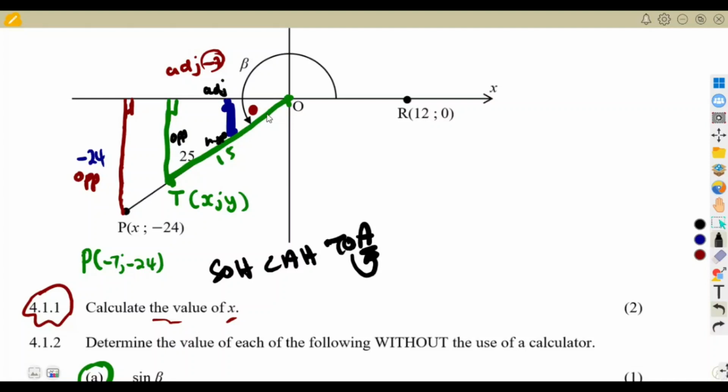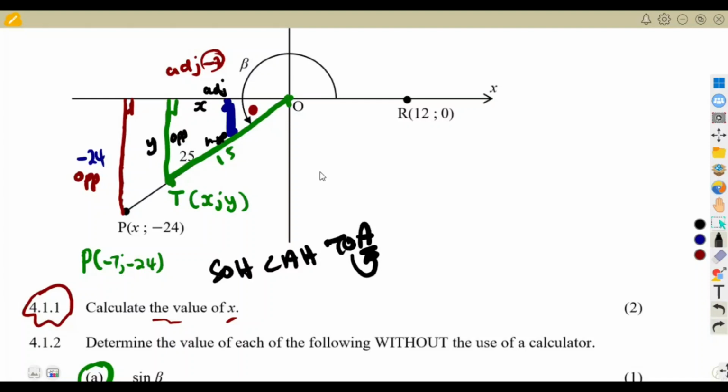So what we are given only here is the hypotenuse. We are given the length of OT. So we only have the hypotenuse there. We do not have the X value. We do not have the Y value. These values are not there. That's the point T. So we have to find the x value, which is our adjacent, and the y value, which is the opposite. So how can we do that?